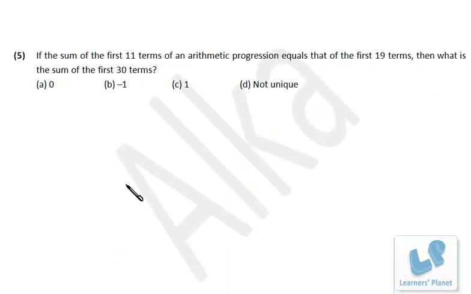Now, if the sum of the first 11 terms of an arithmetic progression is equal to the sum of the first 19 terms, what is the sum of the first 30 terms? Now, I assume that the first term is A and the common difference is D, right? Then what will be the sum of the first 11 terms? That's n by 2, 11 by 2, into 2A plus (n minus 1), that's 10, into D, right? So this is the sum of the first 11 terms, and that's equal to the sum of the first 19 terms.